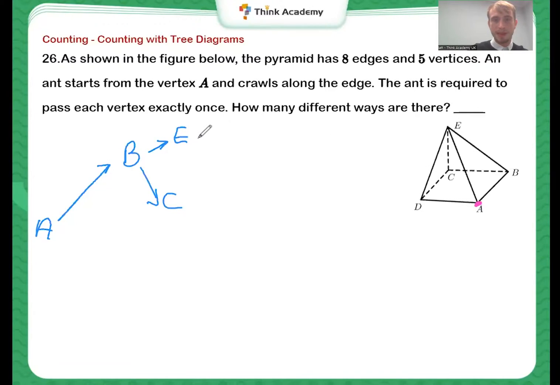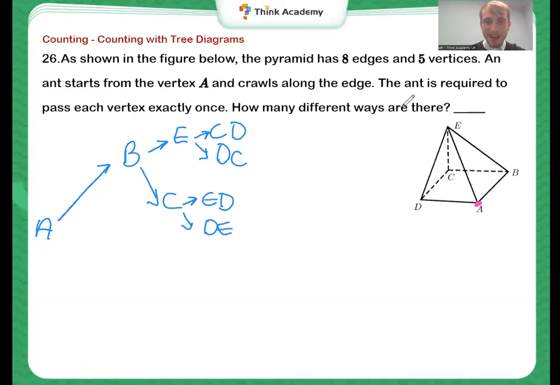We've got A, B, E, up to C, or A, B, E, D. Okay. Now, what about if we went to C instead of to E? So we go A, B, C. You've then got two choices. You can either go upwards to E and then D, or across to D and then up to E. So we've got C, E, D, or actually let's keep those with the arrows. E, D, or D, E.